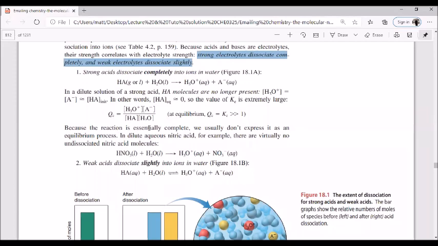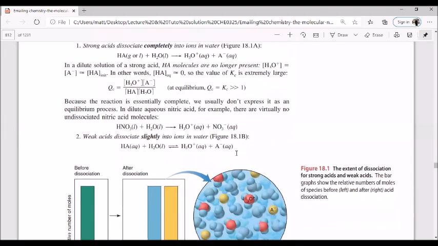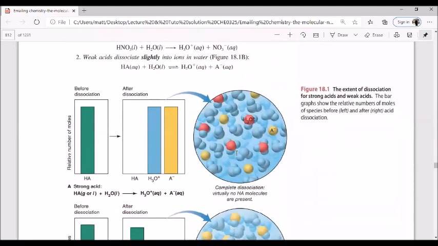Because the reaction is essentially complete, we usually don't express it as an equilibrium process. We don't write the dissociation of strong acid or strong base with reversible arrows, just an irreversible arrow, one direction. For example, nitric acid reacts with water with a one-direction arrow because we say it reacts completely, so hydronium ion and nitrate ion form. Whereas for weak acid, it is dissociated slightly into ions in water.